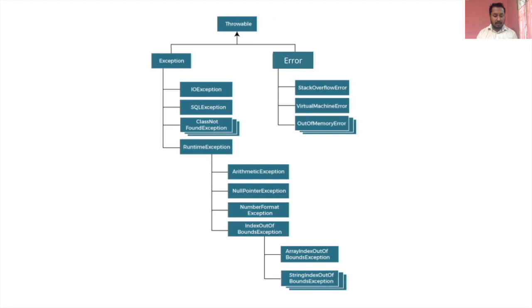In this video, we will cover checked and unchecked exception in Java. In the exception hierarchy, at the top we have Throwable class. Throwable class has two subclasses. One is Exception and other is Error. Exception class subclasses we could categorize into checked and unchecked exception.